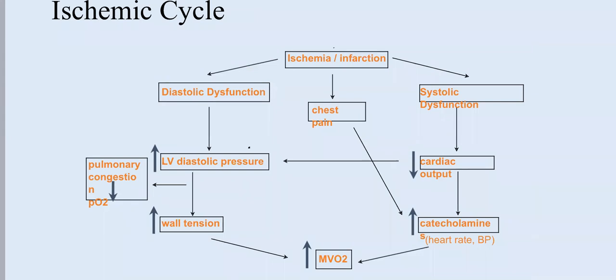The systolic dysfunction decreases the cardiac output, and that increases the catecholamine. That will increase the heart rate and the blood pressure. The chest pain also increases the catecholamine. The diastolic dysfunction increases the wall tension, all of which will lead to increased myocardial oxygen demand, and that will worsen the ischemia. Whenever ischemia kicks in, it induces loops of more and more ischemia. So ischemia begets ischemia in a vicious cycle.